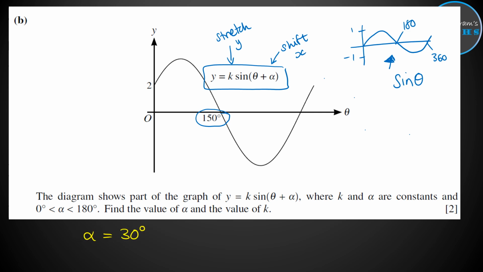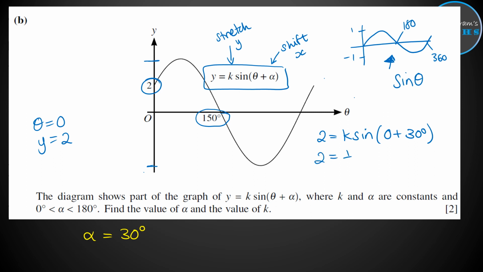Now for the k, we haven't actually got the maximum or minimum labelled here, but we have got where it goes through the y-axis, so that we know that when theta equals 0, y is equal to 2. So we can pop that into our equation. So replacing theta with 0 and y with 2, and then we can work that through to work out what k needs to be. Well, sine of 30 is a half, so 2 is equal to a half k, therefore k must be 4.